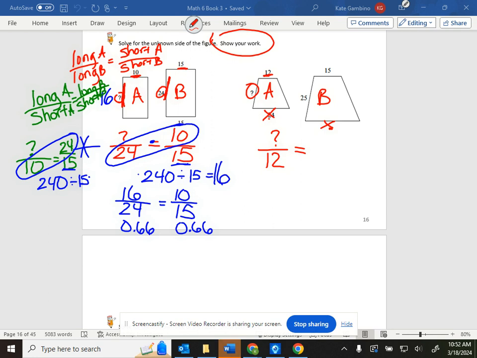So if I have long A over short A, what should I put that it equals? Who can tell me what the fraction would be? Layla? What would I put on top? Say it a little louder. So I've already used the 12 because I did long A over short A. So now I have to do my B's.